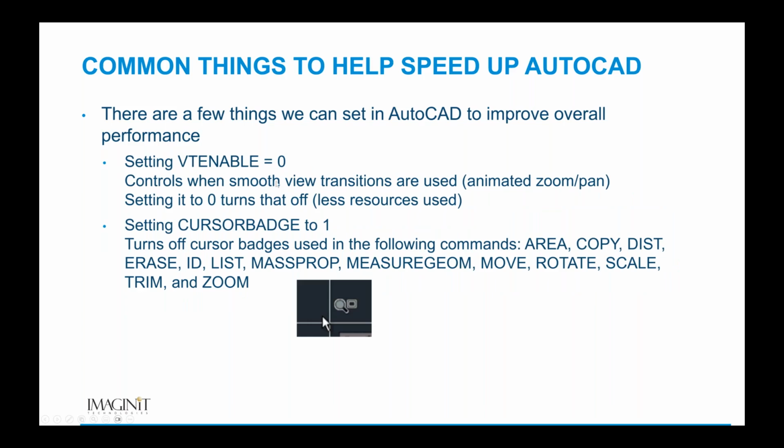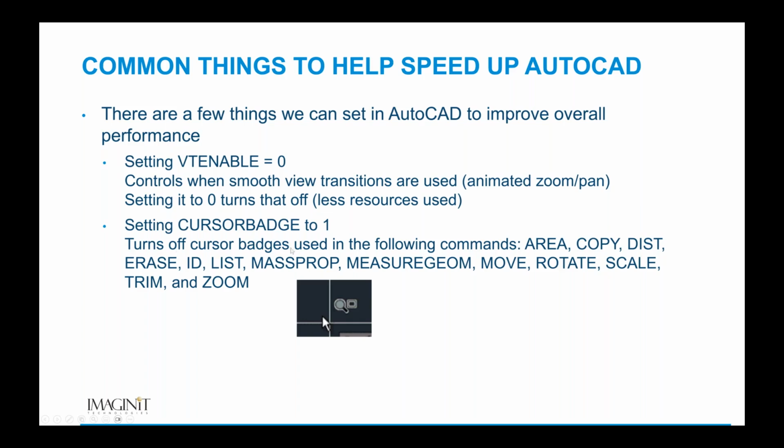Setting VTENABLE to 0. This controls when smooth transitions are used for animated zoom and pan. Setting it to 0 turns that off. In other words, it's less resources used. You zoom with the mouse wheel in clicks. So it's just one wheel click and you'll see everything just move. It's not animated or cartoony is the best way I can describe that. So I typically like that.